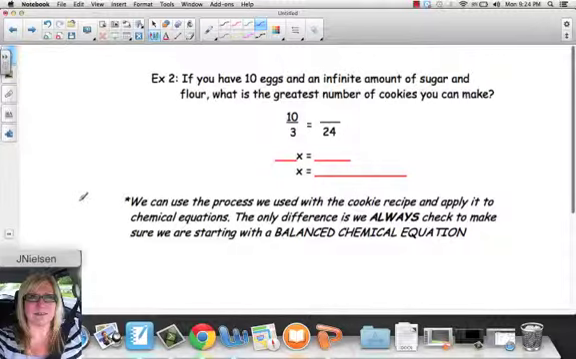If you have 10 eggs and an infinite amount of sugar and flour, what's the greatest number of cookies you can make? So here's my 10 eggs from my problem. I don't know how many cookies that is, but I have 3 eggs and my equation yields 24 cookies. So here I have 3x equals 240. Therefore, x is going to equal 80 cookies.